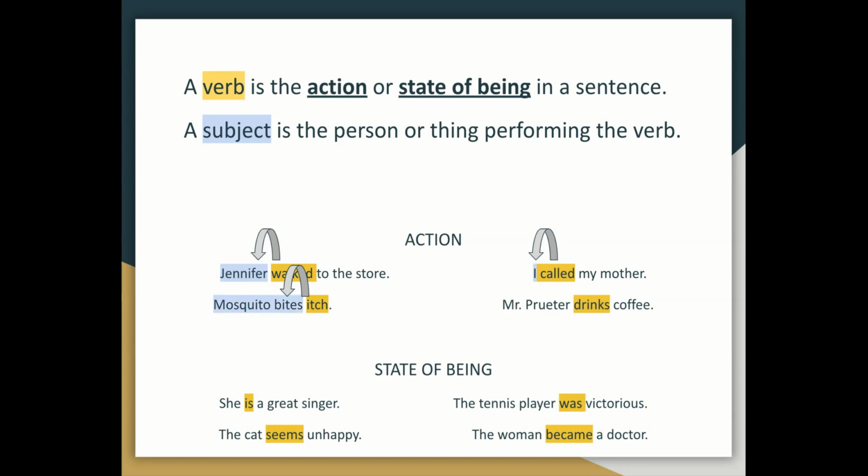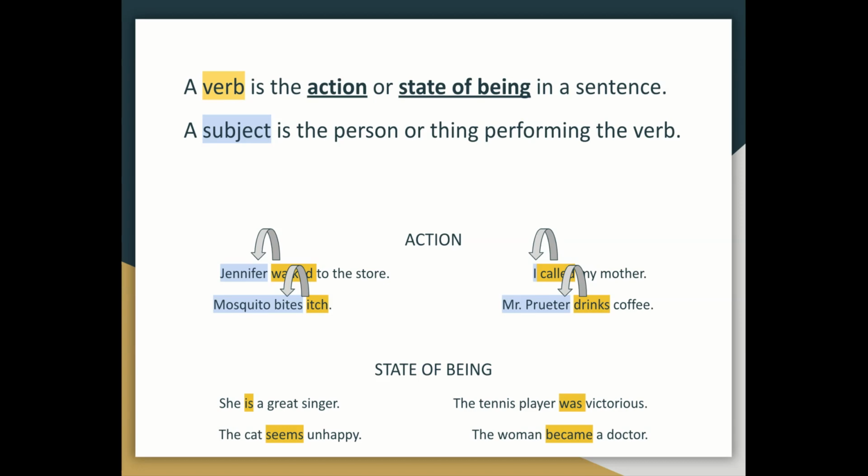Mosquito bites. Who drinks coffee? Mr. Pruder drinks coffee. Boom. So our subject is falling right in front of our verb. That's true for action verbs. It's the same for state of being verbs.